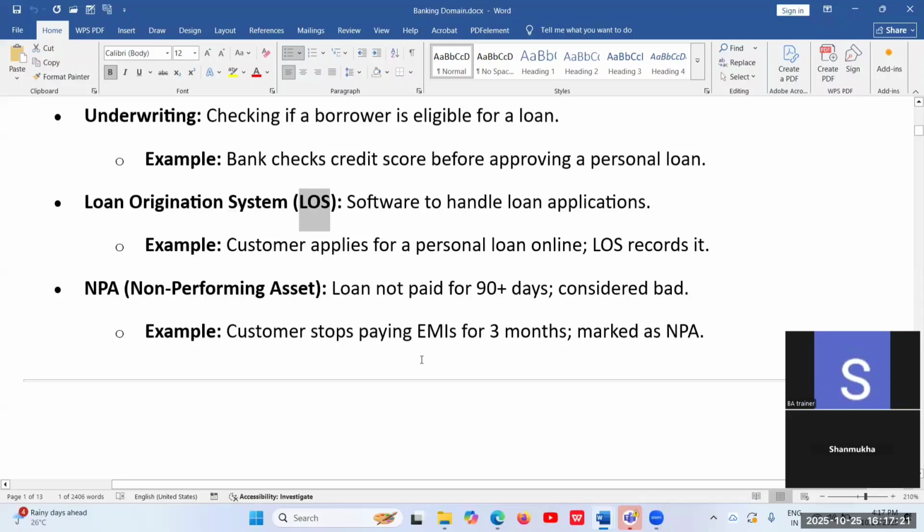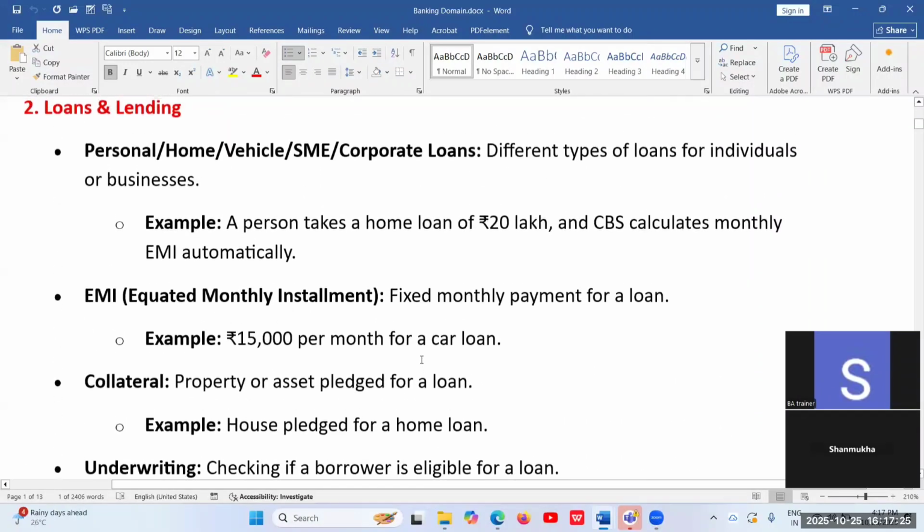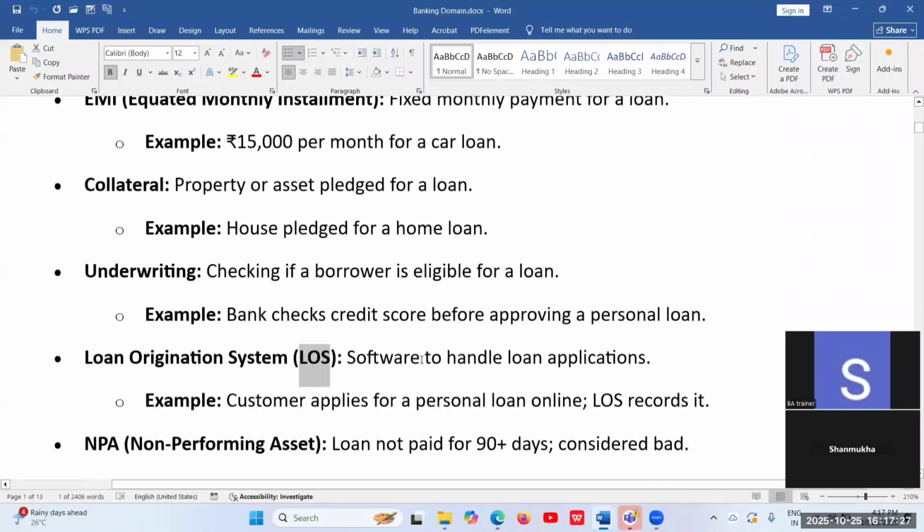Okay. So until here, any clarification needed, Shanmuka? No, these terminologies, all good. Okay.